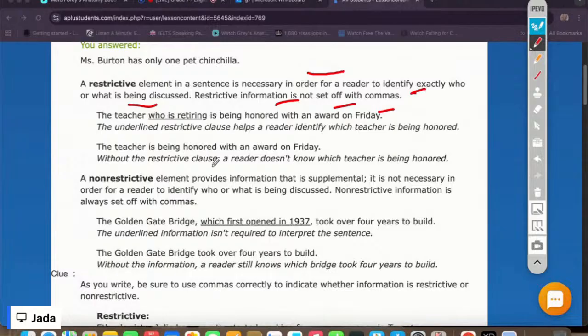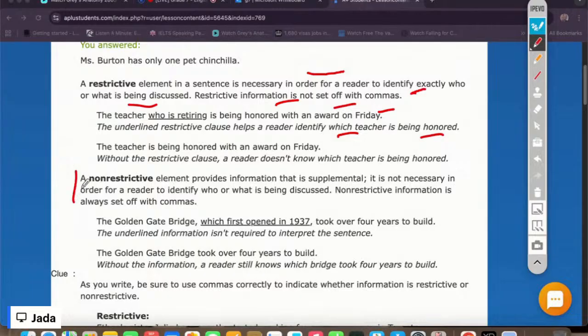Now, the teacher who is retiring is being honored with an award on Friday. So the underlying restrictive clause helps the reader identify which teacher is being honored. Now, the teacher is being honored with an award on Friday. If you don't add the restrictive clause, then it is impossible for the reader to understand which teacher is being honored. But if you say the teacher who is retiring, then it makes it a clearer sentence and the reader can understand who is being discussed in that sentence.